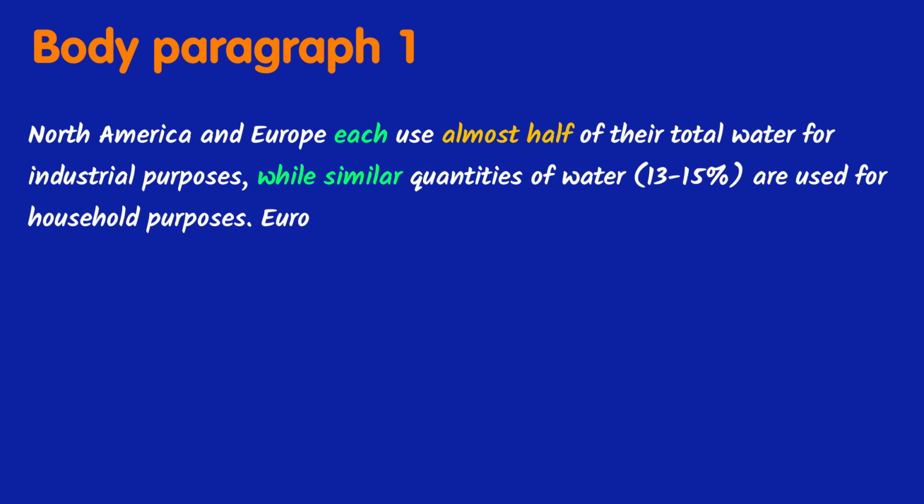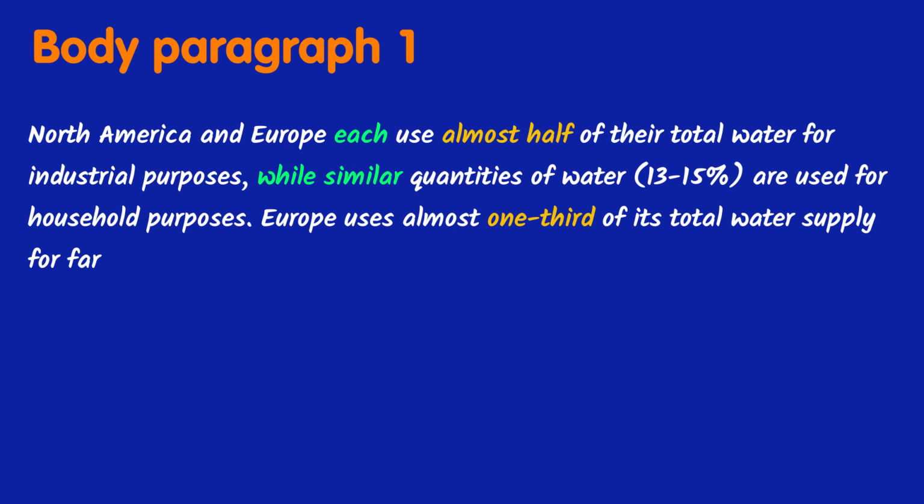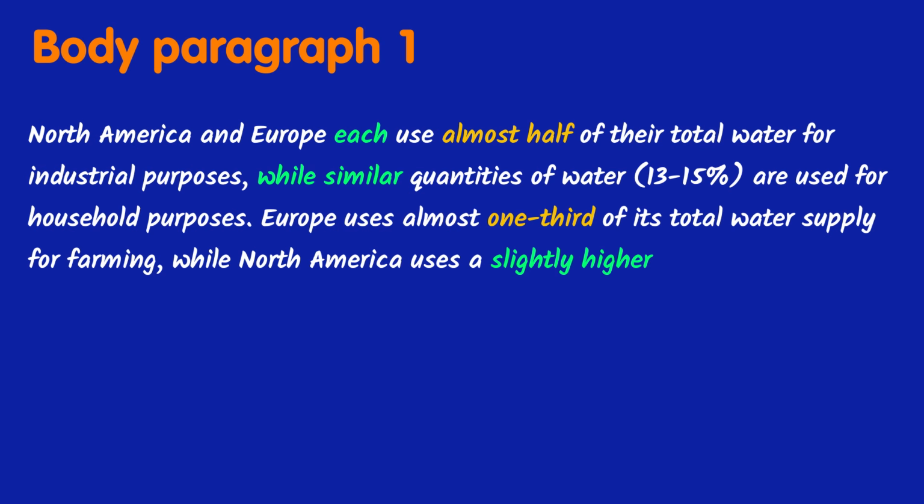So Europe uses almost, again, almost 1/3. 1/3 is another fraction that I use here in this paragraph. 1/3 of its total water supply for farming, while North America uses a slightly higher, so you see how I use comparisons here, slightly higher quantity at 39%. It's 39, right? Now let's write about South America.